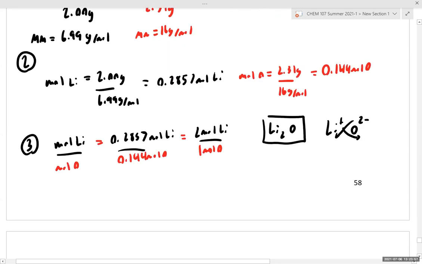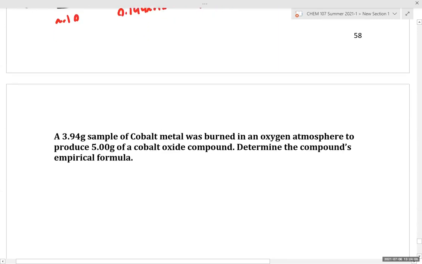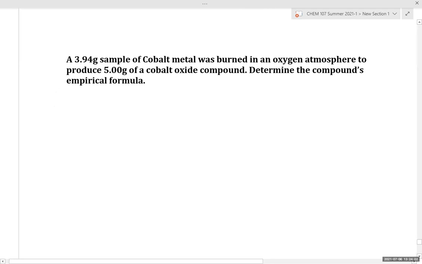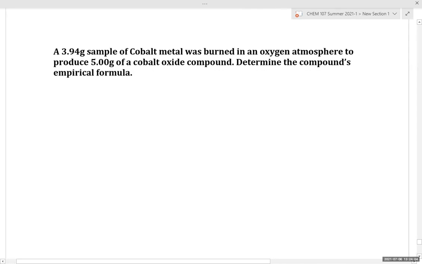Perfect. So let's try to apply what we've learned and let's try to work on the following metal combustion example. And this will be our last example for today. So we have a 3.94 gram sample of cobalt metal that was burned in the presence of oxygen to produce 5 grams of a cobalt oxide compound. Given this information, I'd like us to calculate the compound's empirical formula.